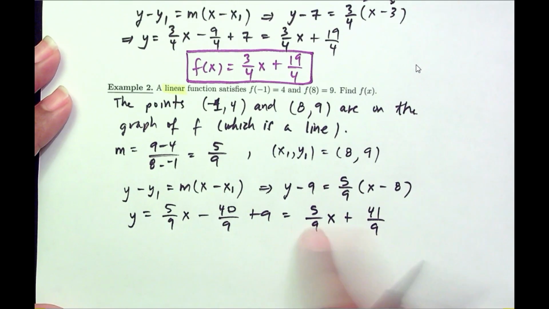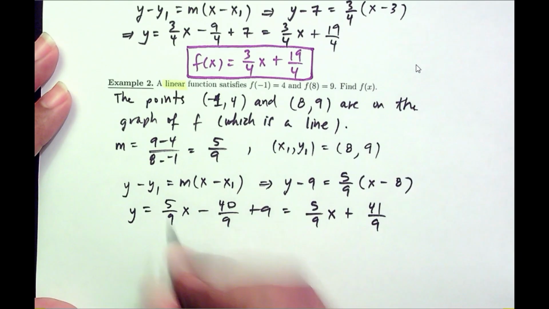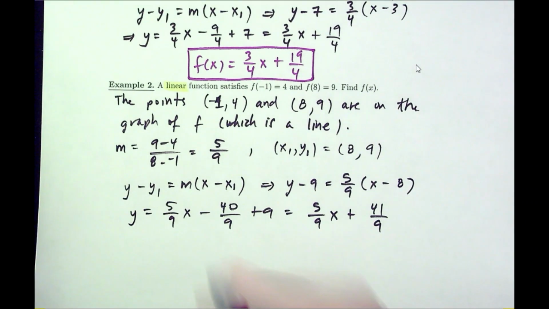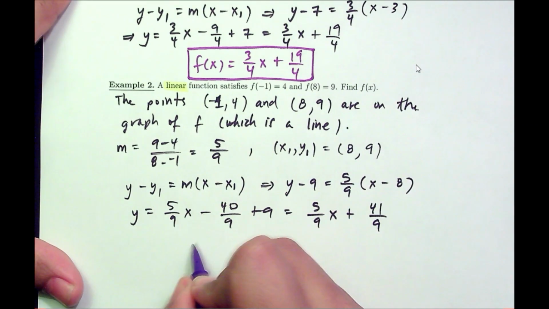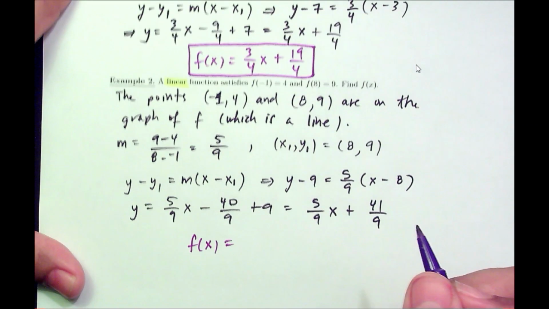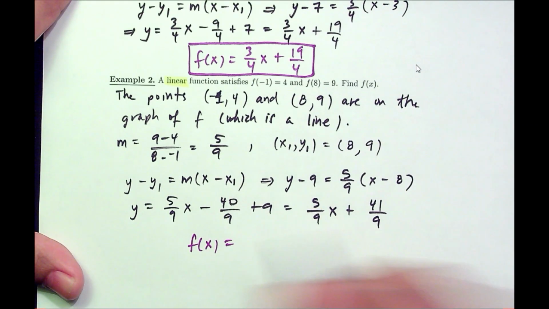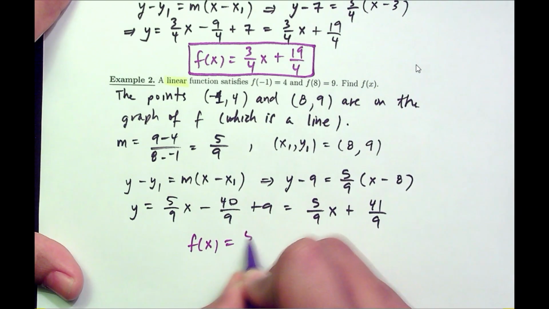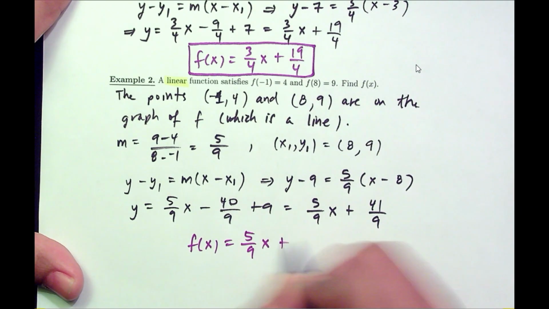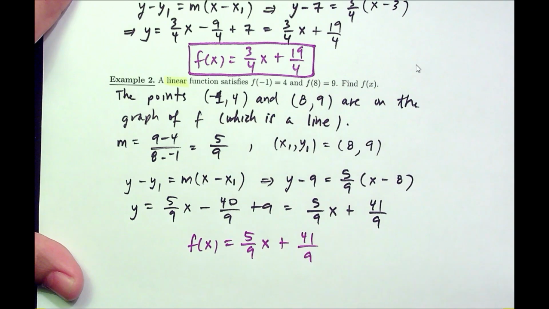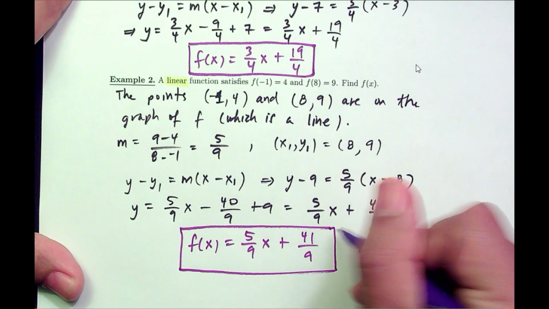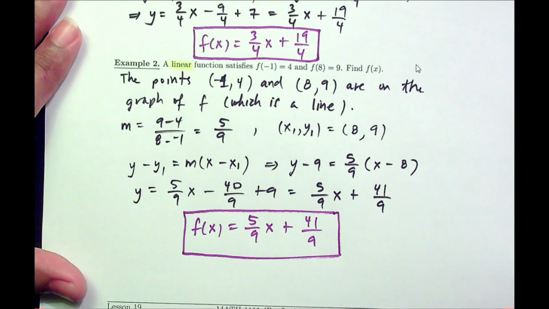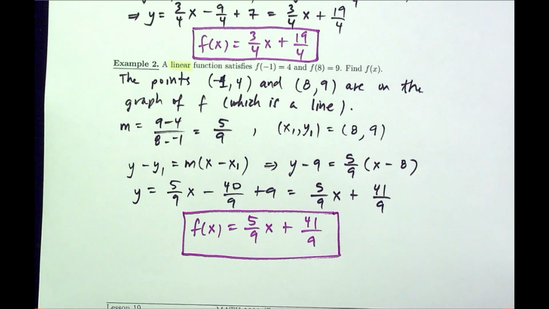And this part right here is your formula for f of x. So the formula for the function f of x equals 5 over 9x plus 41 over 9. All right, and that's all.